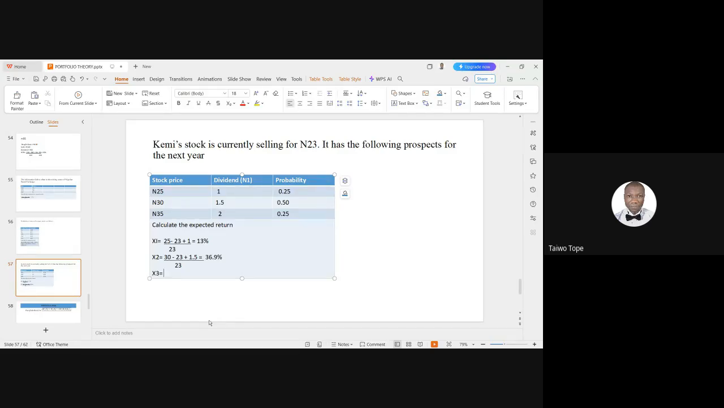So now, for S3, we have 35 minus the base value, 23, plus the dividend, which is 2, divided by the base. When you do this, what will be the outcome?